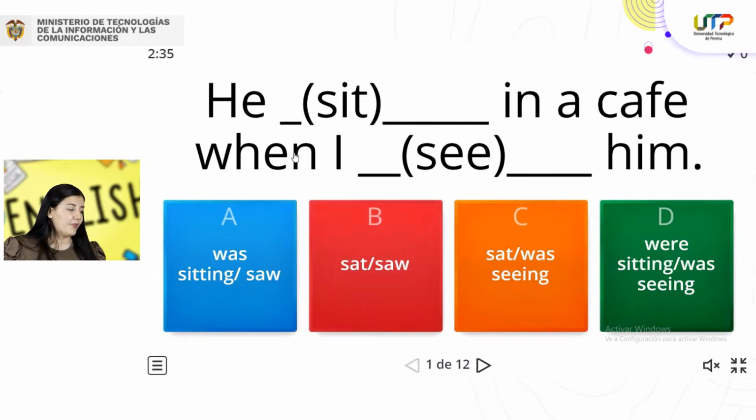Entonces, he, then we got here past continuous, so it should be was sitting, ¿ok? He was sitting in a café when what happened. Yes, what happened there? So we got, he was sitting in a cafe when I saw him. Okay. What is the interruption? I saw him. That is A.